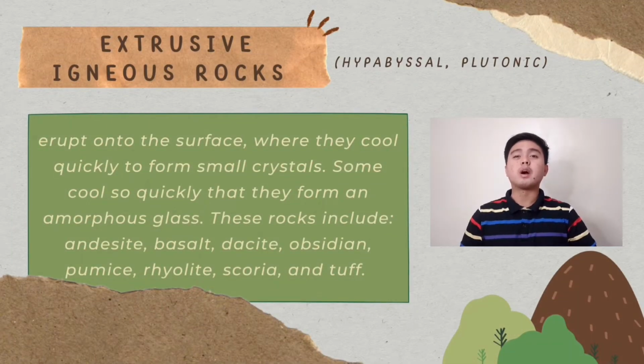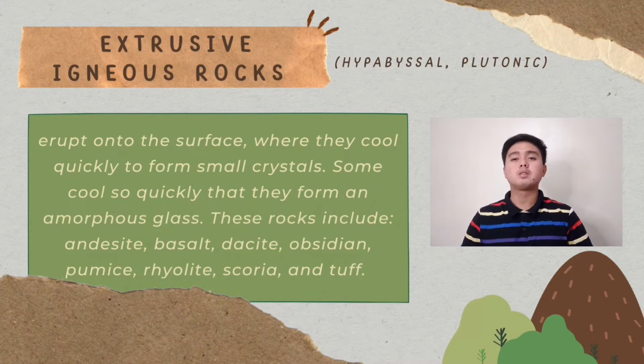Extrusive igneous rock. Extrusive igneous rocks erupt onto the surface, where they cool quickly to form small crystals. Some cool so quickly that they form an amorphous glass. These rocks include andesite, basalt, dacite, obsidian, pumice, rhyolite, scoria, and tuff.